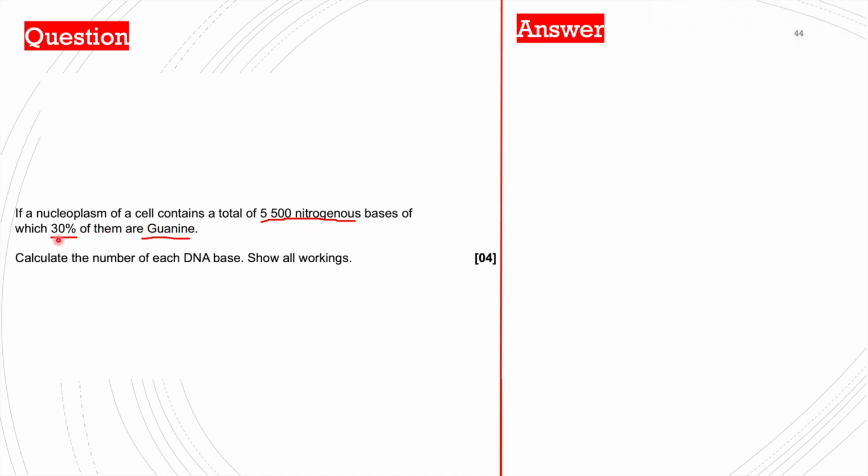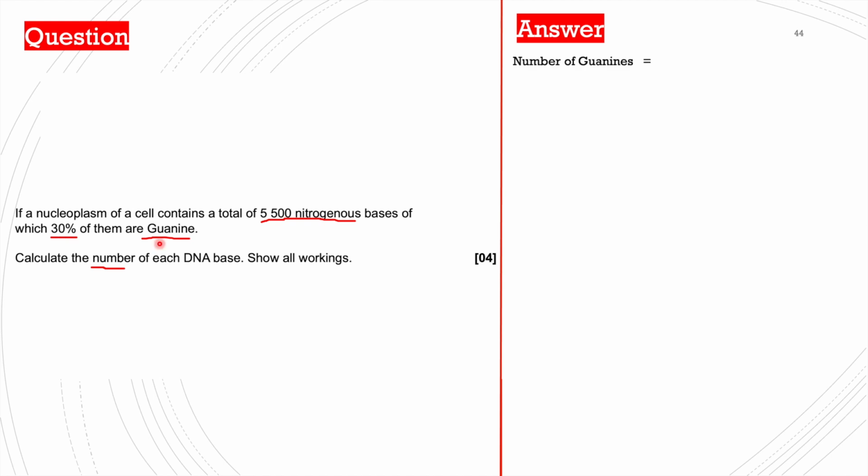And what I know is that 30% of this 5,500 is guanine. Okay, so the first thing that I must do is calculate 30% of 5,500 to get how many of the 5,500 would be guanine. All right, so 30% is guanine, so I want the number. The question requires me to calculate the number, not percentages, but the number. So I firstly need to convert 30% into an actual number.